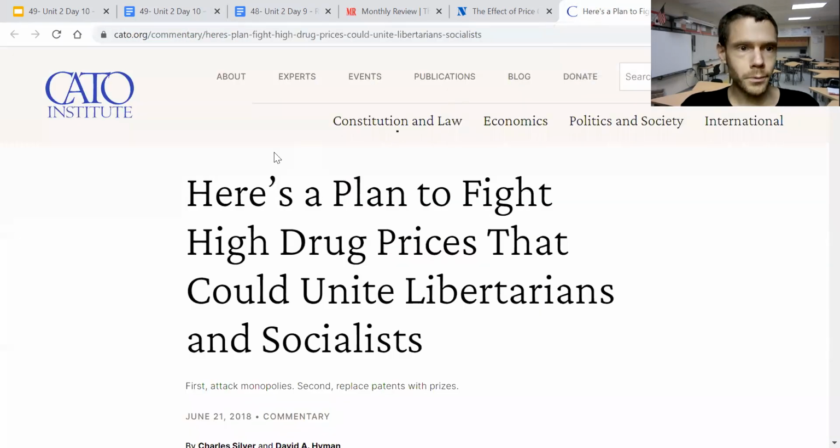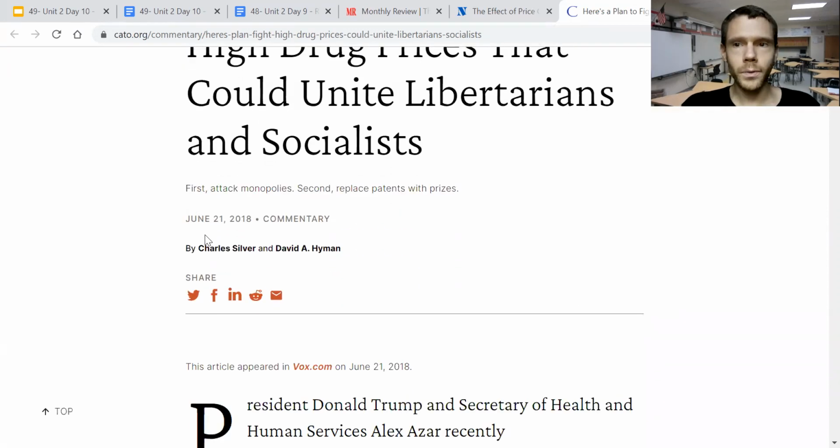So in the first article from the Cato Institute, titled "Here's a Plan to Fight High Drug Prices That Could Unite Libertarians and Socialists," who tend to identify more along the left and the right of the political spectrum, they argue two things. First, attack the monopolies that pharmaceutical companies get through the patent protections, and then replace the patents with prizes.